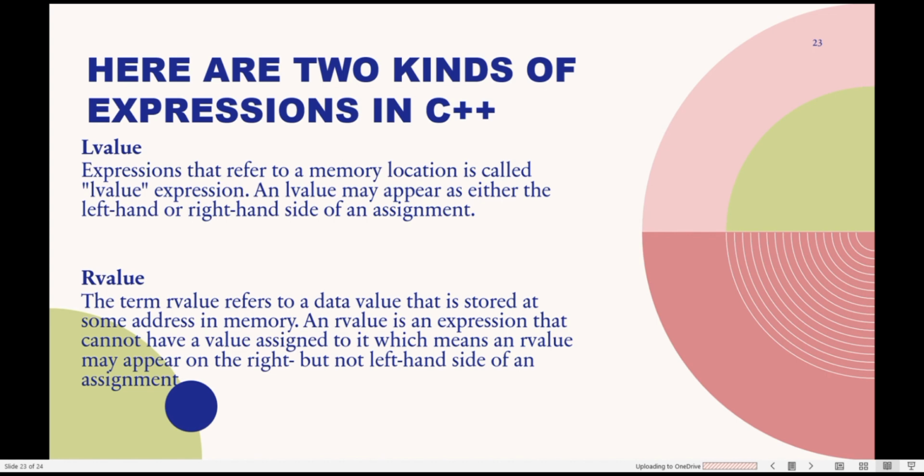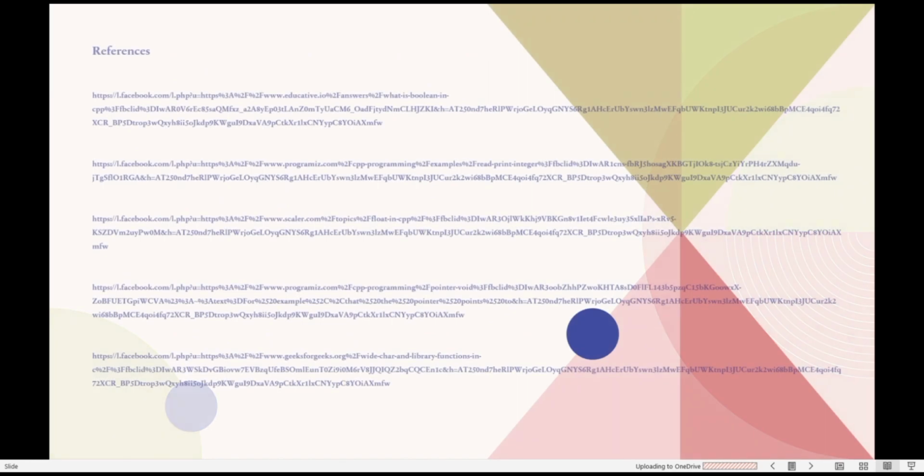An R value is an expression that cannot have a value assigned to it, which means an R value may appear on the right but not the left-hand side of an assignment. R values represent data values that are typically used on the right-hand side of an assignment to provide values to be assigned to L values. This distinction is important in low-level languages like C and C++ because it helps define how variables and values can be manipulated in assignments and expressions. That's all.